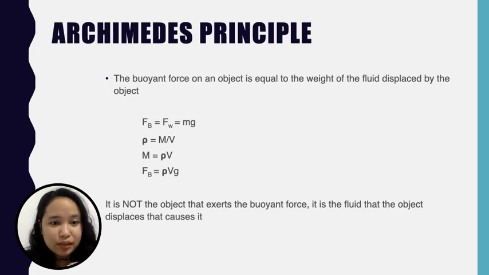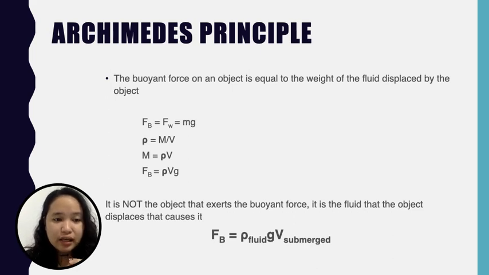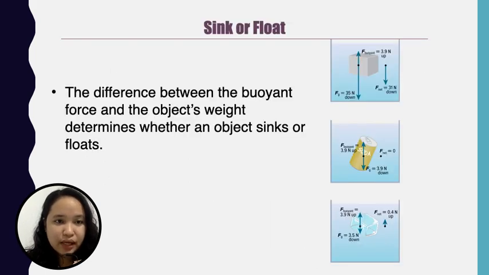It is important also to remember that it is not the object that exerts the buoyant force, but the fluid that the object displaces that causes it. So this is your formula for the buoyant force. It is given by F_B is equal to the density of the fluid times the gravity times the volume of the submerged object.